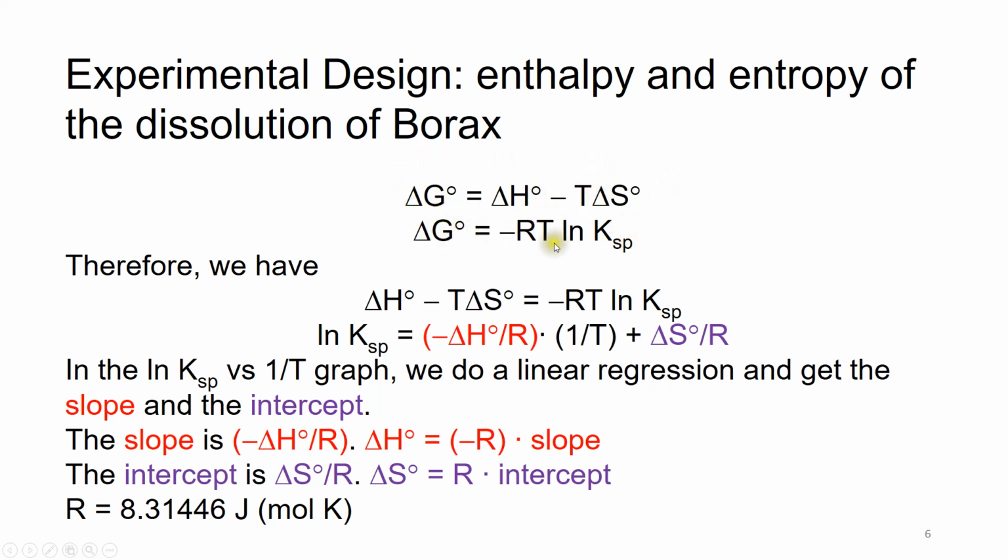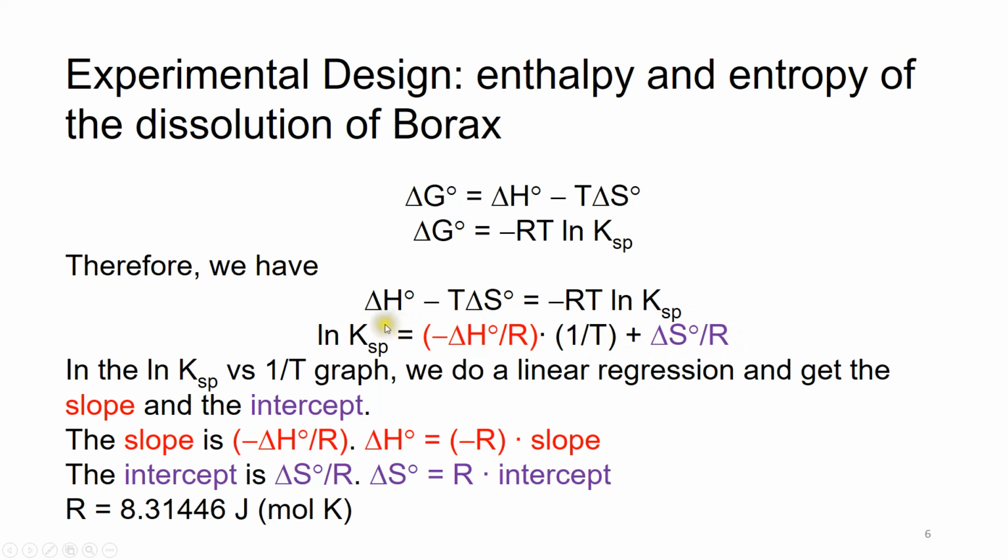We have delta G is equal to negative RT times the natural logarithm of Ksp. Both equations are correct at temperature T, so we put an equal sign between this and this. Therefore, delta H minus T delta S is equal to negative RT ln Ksp. We rearrange this equation. By dividing both sides by negative RT, we get this equation. Now, the natural logarithm of Ksp is something in red times 1 over T plus something in purple.